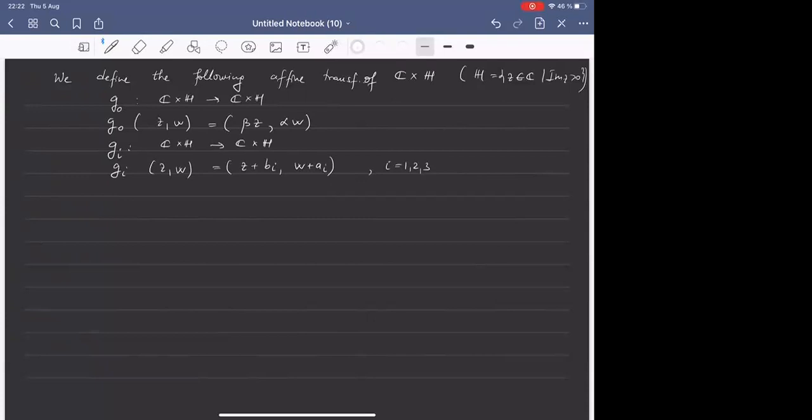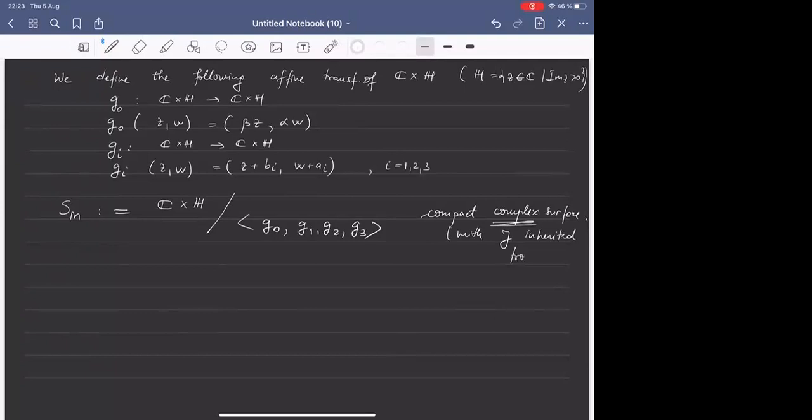So the Inoue surface S_M is defined as the quotient of C times H by the group of transformations generated by G0, G1, G2, G3. But this turns out to be a compact complex surface. It is complex because it inherits the complex structure of C times H. And it's important that G0, G1, G2, G3 are biholomorphisms. So they preserve the complex structure, with J inherited from C times H.